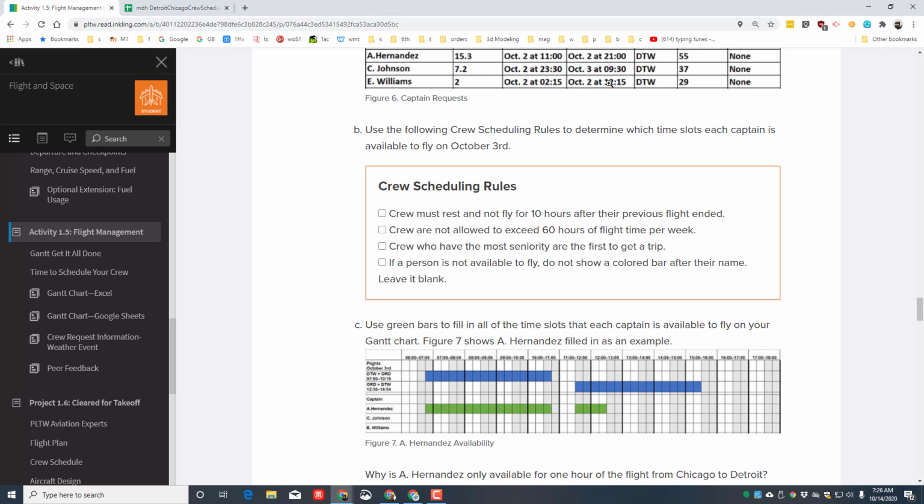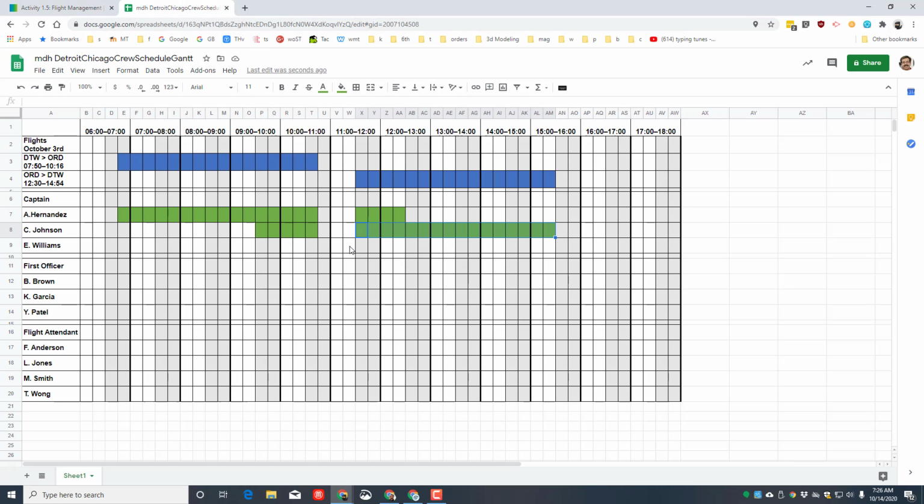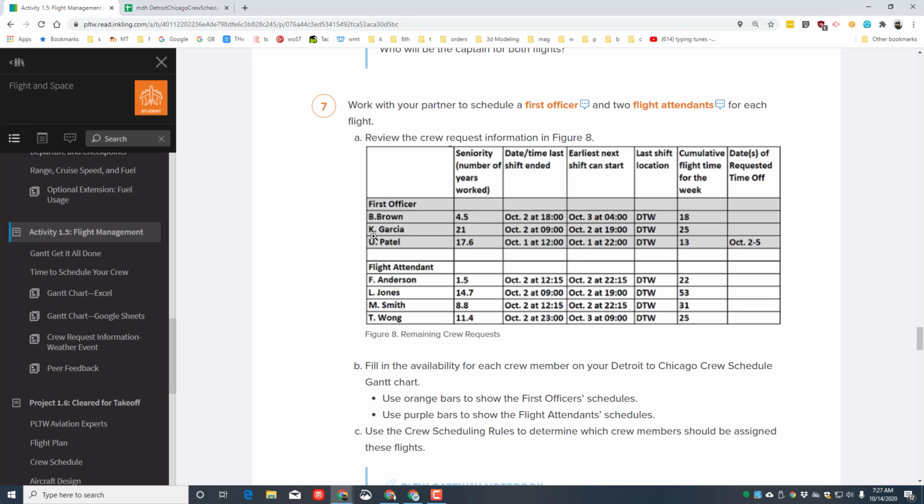Now you need to fill in Williams, who can start anytime and has 29 hours. When you've got Williams completed in green, then you'll be able to look at the puzzle and figure which of these three captains is available for both of these flights and add that to your Project Lead the Way notebook. We are going to complete this now for a first officer and the flight attendants.